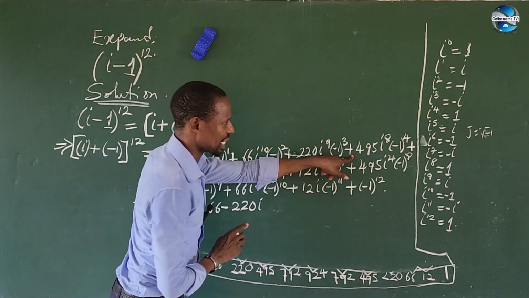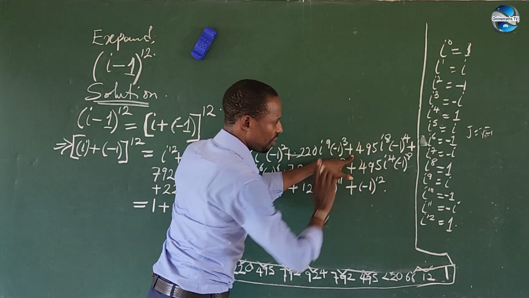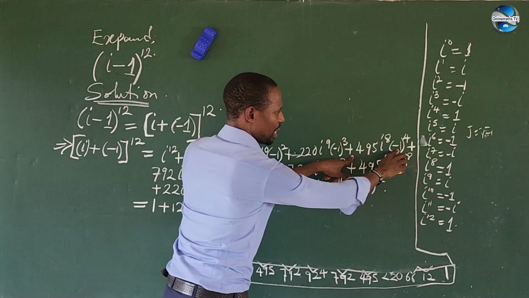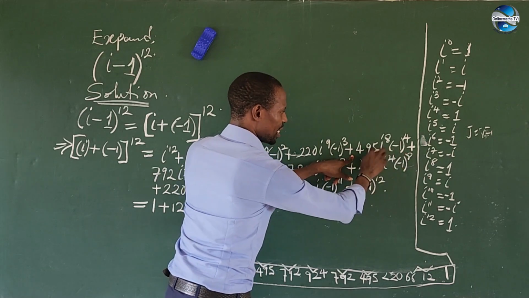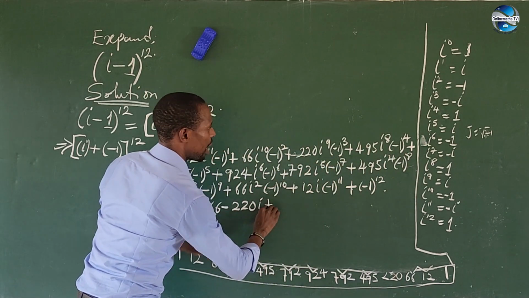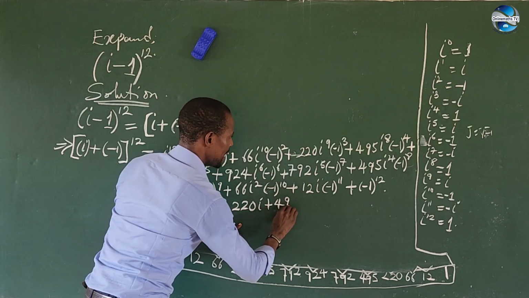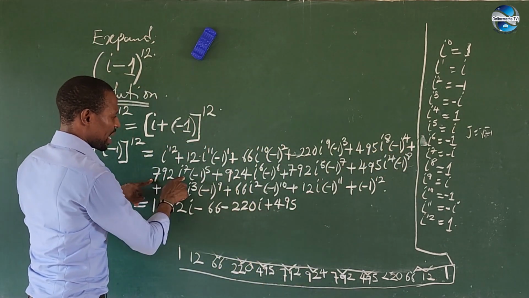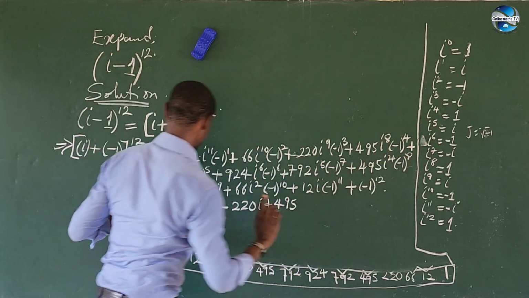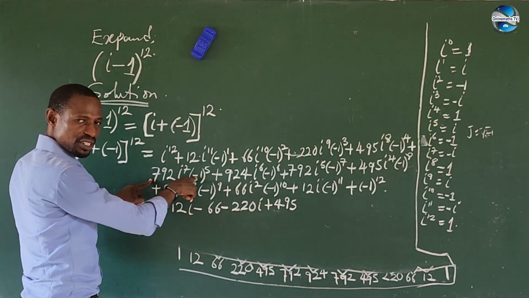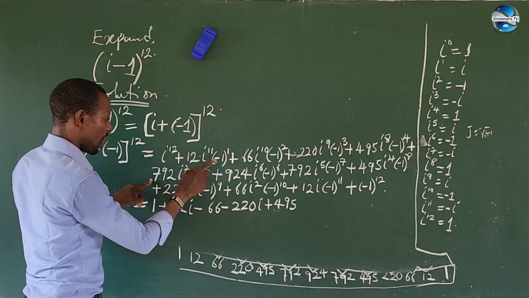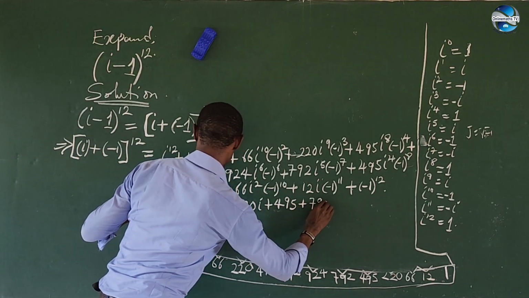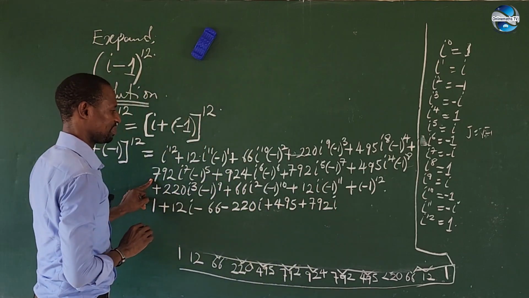Okay, so we come to this side. Iota to the power of 8 will give us what? Positive 1. And here we have positive 1. So everything here will give us what? Plus 495. Good. Plus, let's come to this term now. Iota to the power of 7 will give us minus iota, and this will also give us minus. So minus times minus will give us what? Plus. So here we now have plus 792 iota.